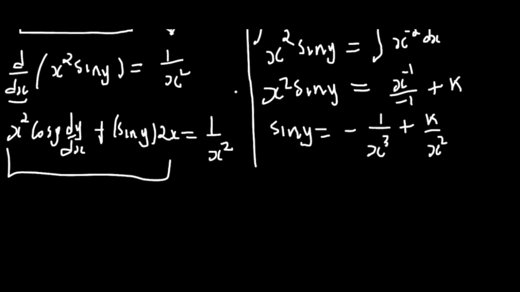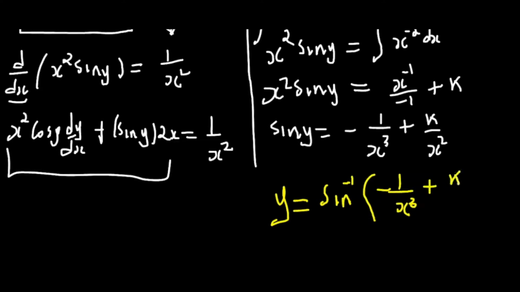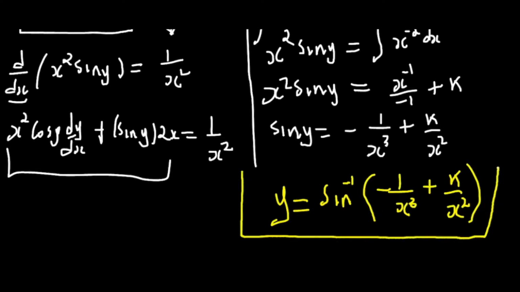So that our y finally will simply be equal to the sine inverse of negative 1 all over x cubed plus k all over x squared. So that's our solution.